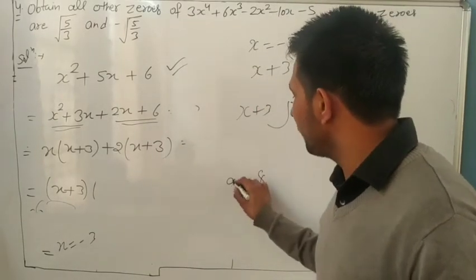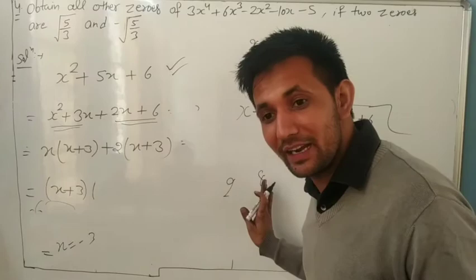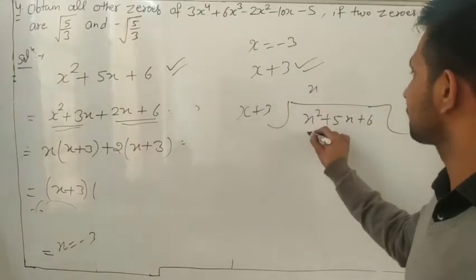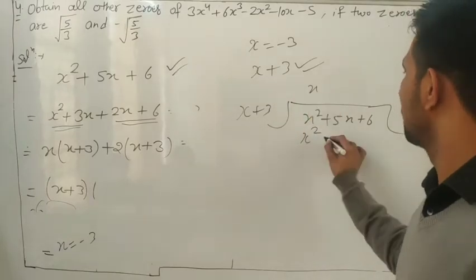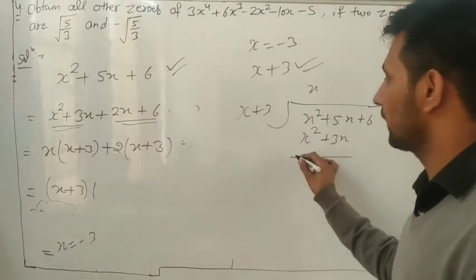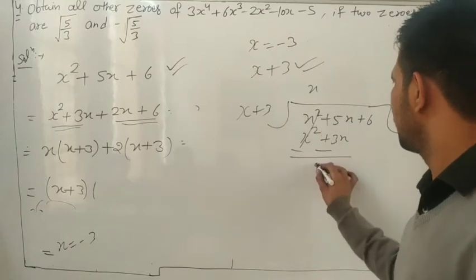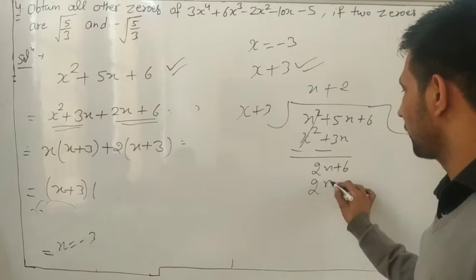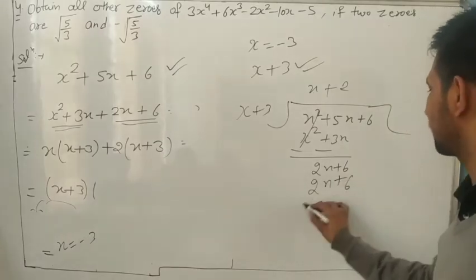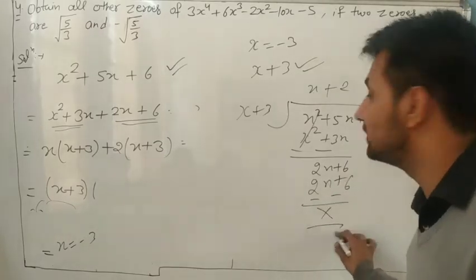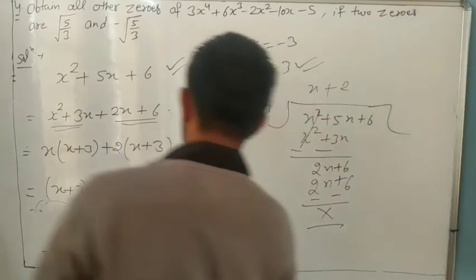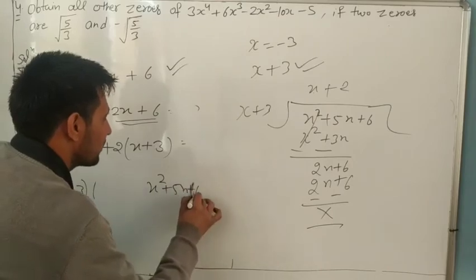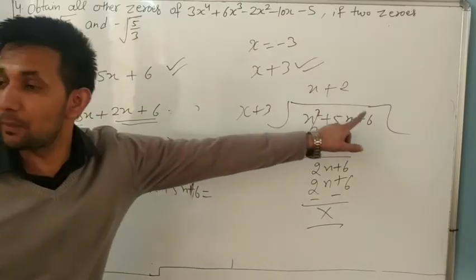If 2 is a factor of 8, 2 divides it completely or not? So we will divide it. So it is x square plus 3x. Look at only just an example. 2x plus 6. Now, 2x plus 6 minus. Remainder is 0. It means, by Euclid division algorithm, x square plus 5x plus 6.